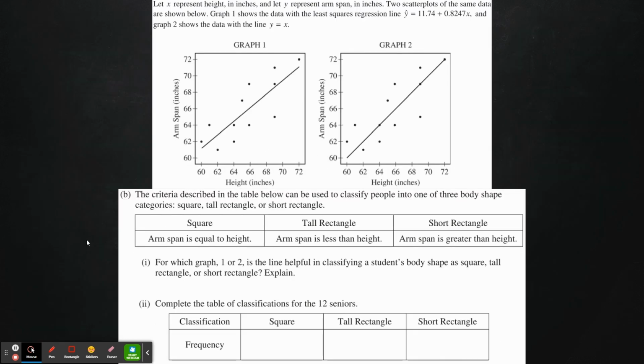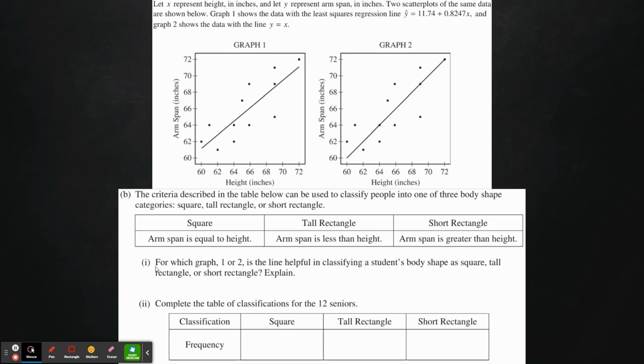The next part of the problem states that the criteria described in the table below can be used to classify people into one of three body shapes: square, tall rectangle, or short rectangle. You can see for square, it says that arm span is equal to height. For tall rectangle, arm span is less than height. And for short rectangle, arm span is greater than height. And it asks, for which graph, 1 or 2, is the line helpful in classifying a student's body shape as square, tall rectangle, or short rectangle?